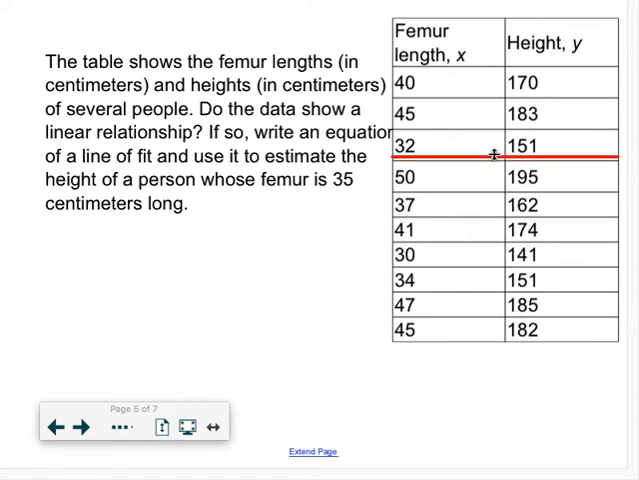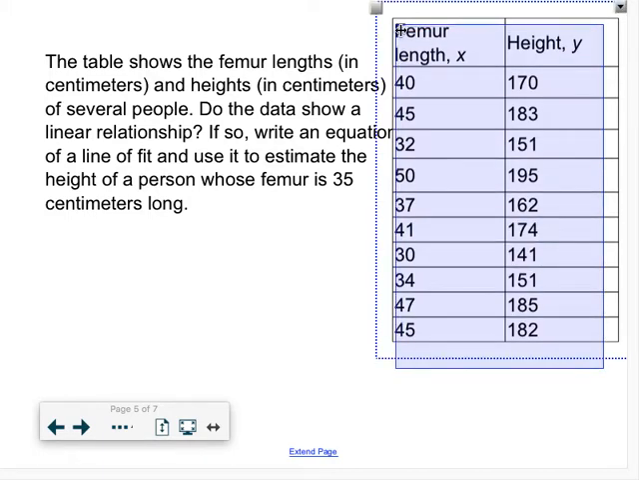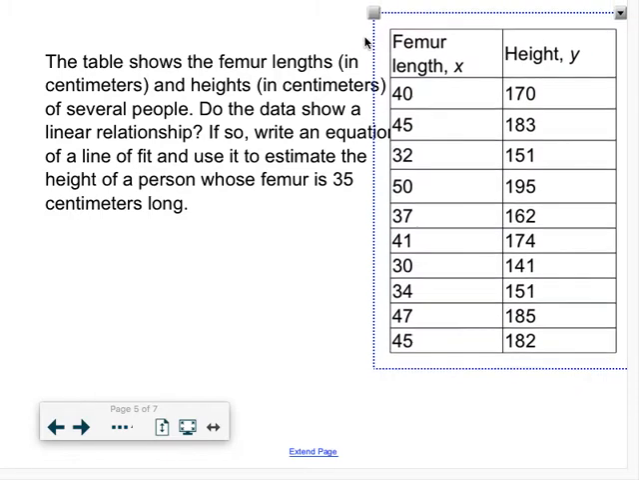Oops, I don't want to do that. Sorry. Where's your femur? Your thigh bones. Yeah, it's your largest bone in your body, I think.